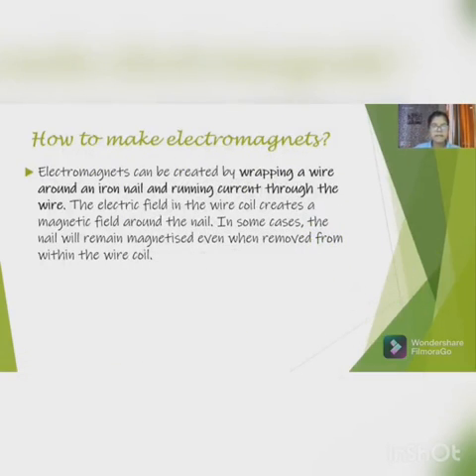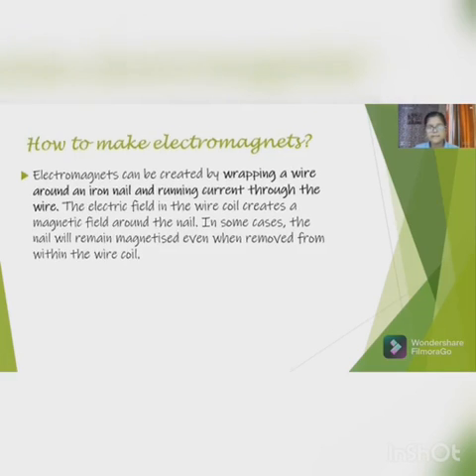How to make an electromagnet? Electromagnets can be created by wrapping a wire around a nail and running current through the wire. The electric field in the wire coil creates a magnetic field around the nail. In some cases, the nail will remain magnetized even when removed from the wire coil.